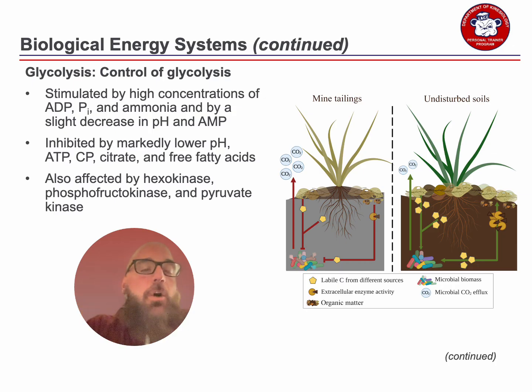It's inhibited by markedly lower pH, right? So it's going to be more acidic; we're going to get a little bit more acid in the bloodstream. ATP, CP, citrate, and free fatty acids are also going to be signaling to the body that we're going to have to slow down and move into another energy system because we can't reconstitute ATP fast enough. And then this is also affected by hexokinase, which is an enzyme, phosphofructokinase, and pyruvate kinase. So all of those kinases are going to be enzymatic actions that are not working as optimally as they can.